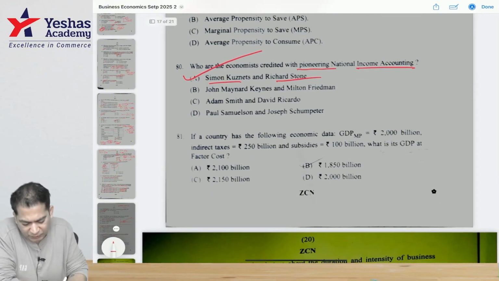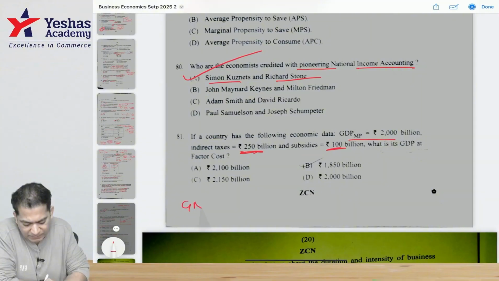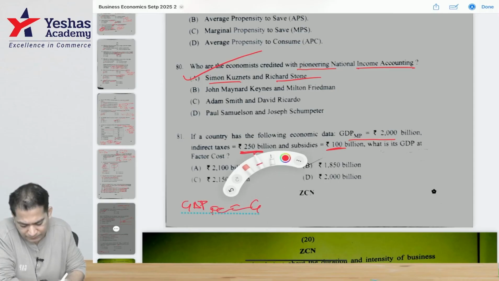If a country has following economic data, GDP at market price is 2000 billion. Indirect taxes IDT is 250 billion and subsidies 100 billion. What is the GDP at factor cost? We know that GDP at factor cost equals to GDP at market price, that is 2000. Let me write it here straight away. 2000.